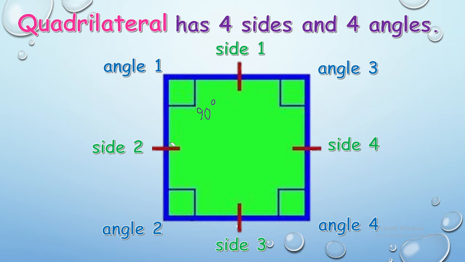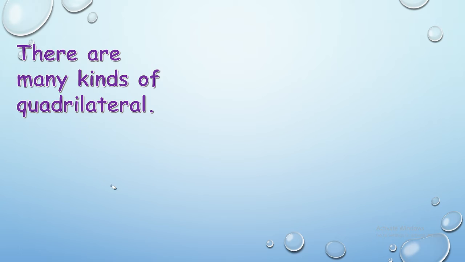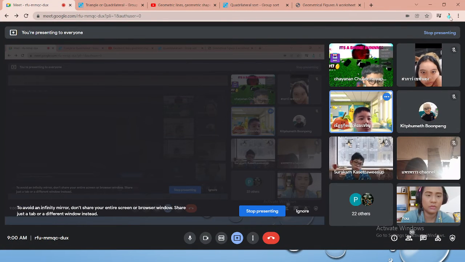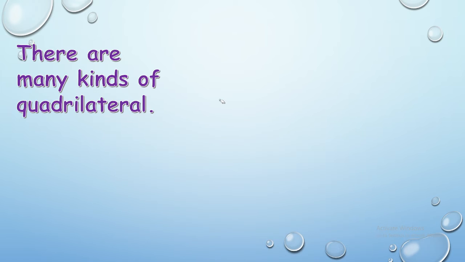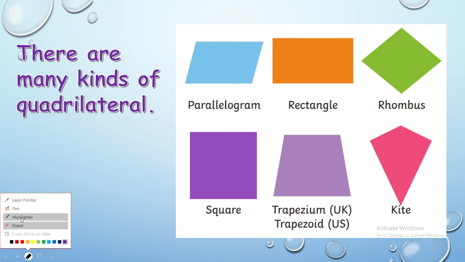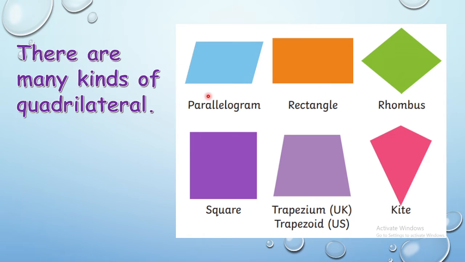Next. I saw a game and it has this too. There are many kinds of quadrilateral. You see, these are all quadrilaterals as long as they have four sides and four angles.